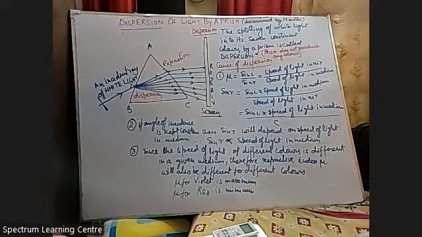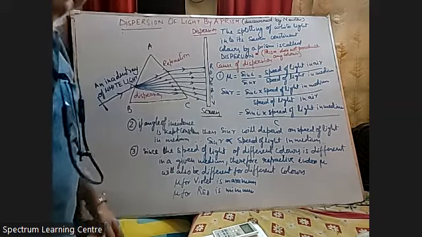The band of color obtained on the screen is called spectrum.